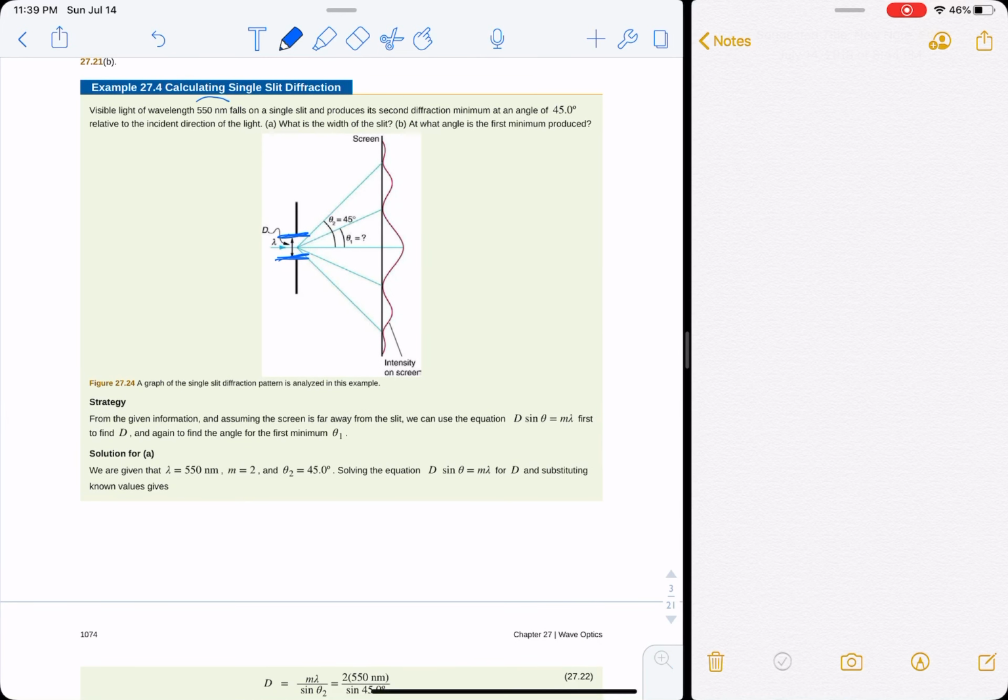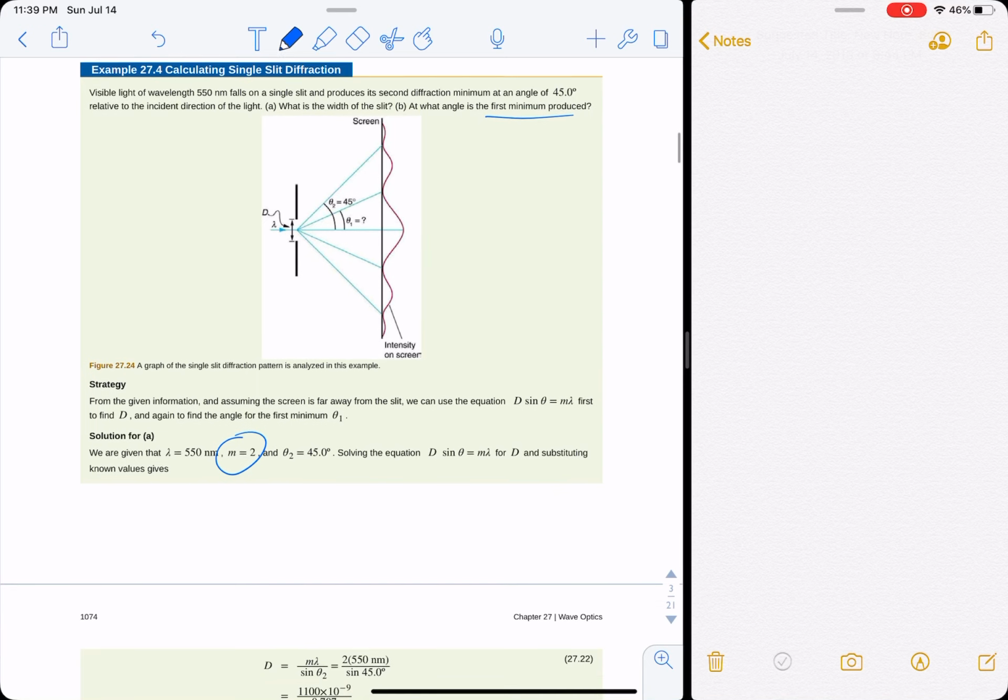You get 550 nanometer light on a single slit, 45 degrees. What is the width of the slit? At what angle is the first minimum produced? So the first minimum is going to be m equals 2. What is the width of the slit? That's the other thing we're solving for. And we've got 550 nanometer light, 45 degrees.